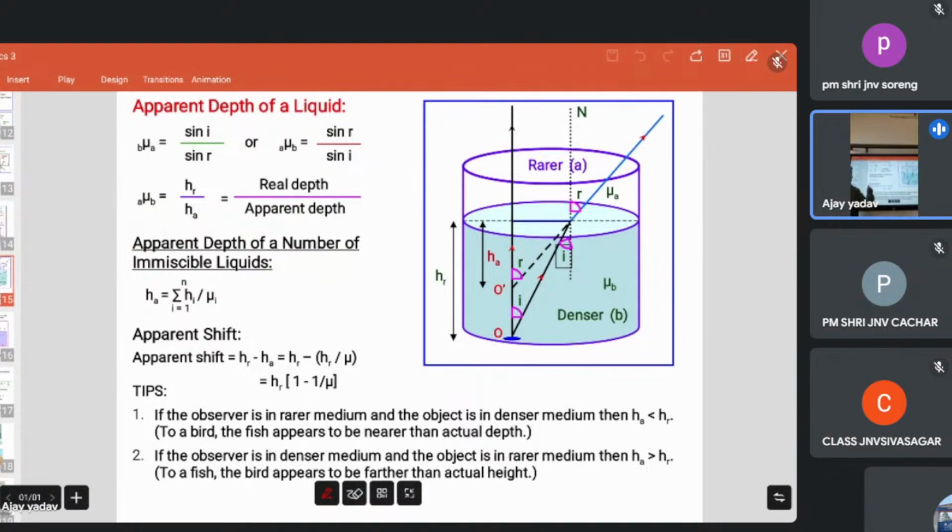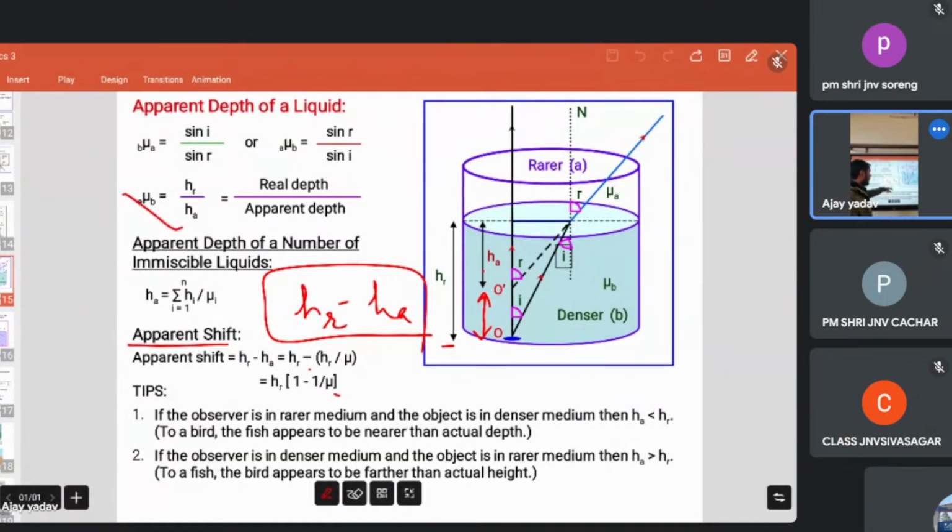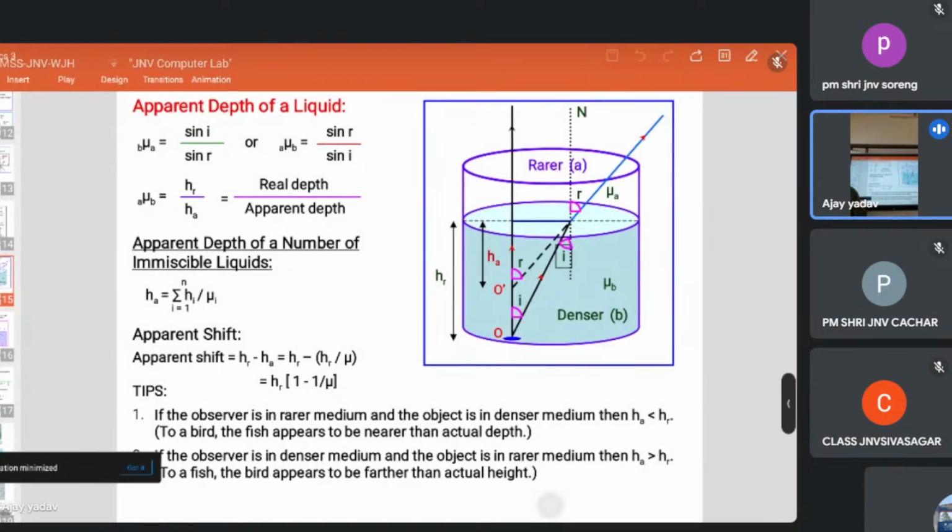Now, apparent shift. What is the apparent shift? This is the apparent depth, and this is the real depth. So what is the shift in the height? This OO dash is the shift. How can we calculate it? HR minus HA, where HR is the real depth and HA is the apparent depth. What is HA? We can write from here HR by mu. This is the apparent depth shift. Shift means by this distance the object will appear to be raised.